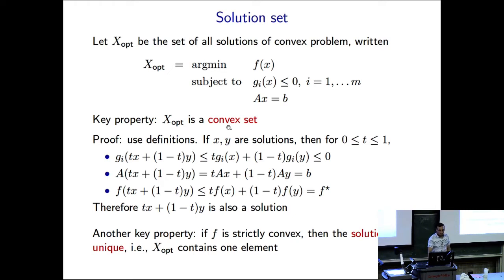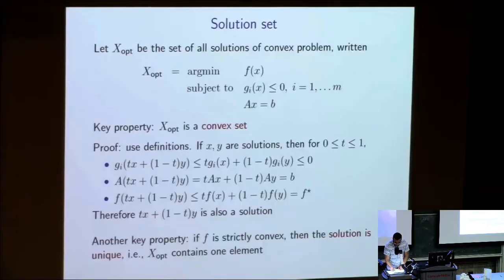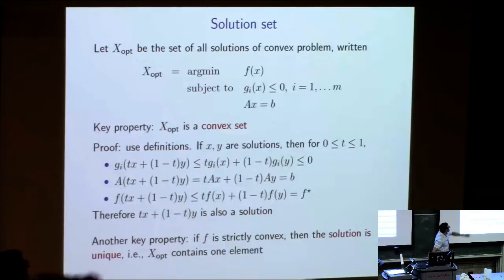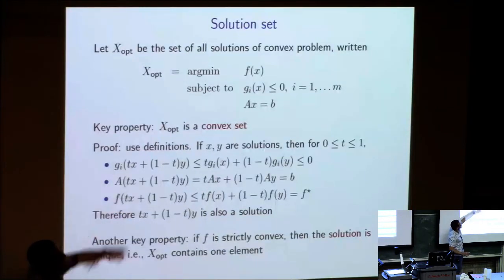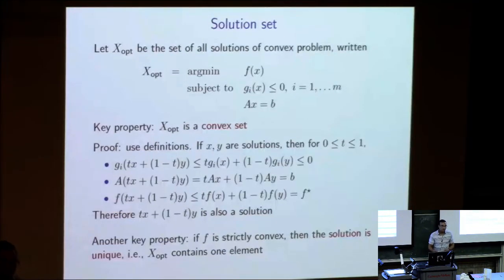Not at all the case for non-convex problems, obviously. If I'm minimizing this function, maybe the solution set contains these two points. It's clearly not convex. And remember that this can actually be an empty set as well. X opt can be empty. That's a possibility for functions like this one.